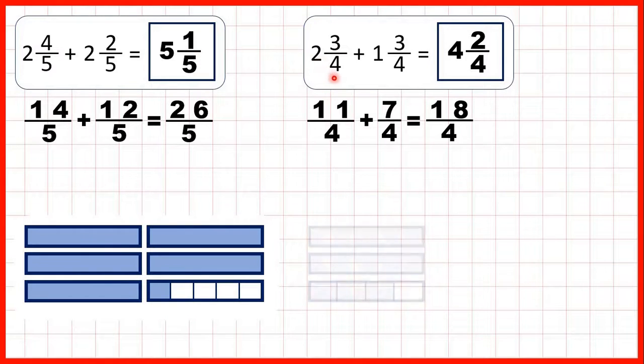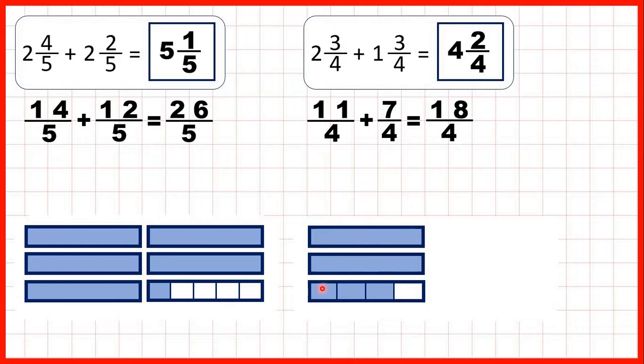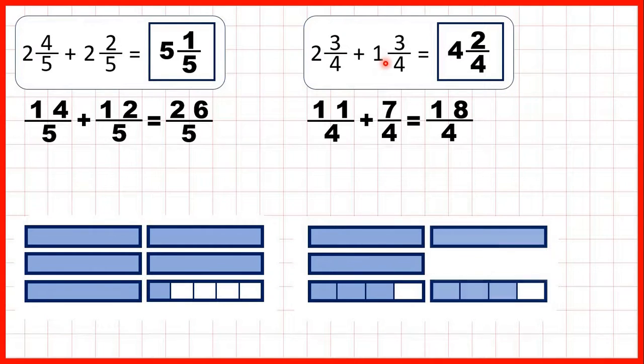Then we had 2 and 3 quarters, so 2 wholes and 3 quarters, and we were adding 1 and 3 quarters. We changed both numbers into improper fractions, so we had 11 quarters plus 7 quarters. Putting that together gave us 18 quarters altogether, because remember, each of these parts is 1 quarter, and we have 18 parts altogether. But when we change that from an improper fraction into a mixed number, we got 4 wholes and 2 quarters as our answer.